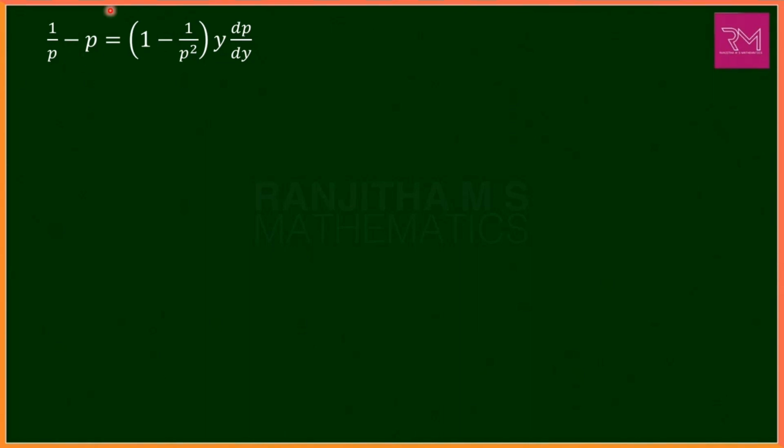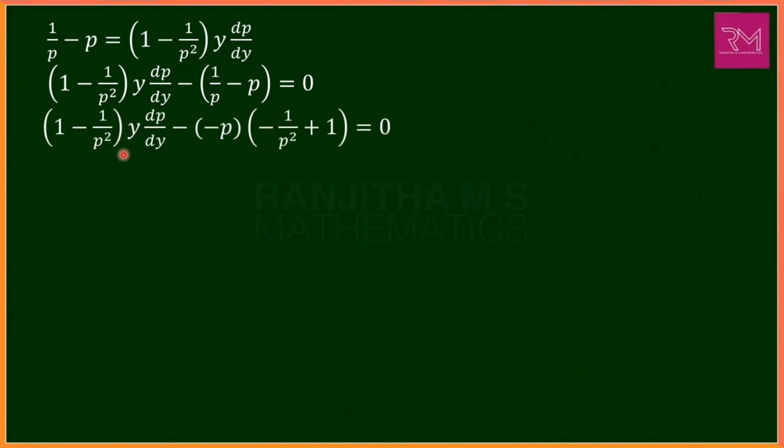Here take this term to the right hand side. We get 1 minus 1 by p square into y into dp by dy minus this full term, that is minus of 1 by p minus p, which is equal to 0. Here this term is 1 minus 1 by p square, and here we have 1 by p minus p, so we have to convert this into the form of 1 minus 1 by p square. We can take minus p as common.